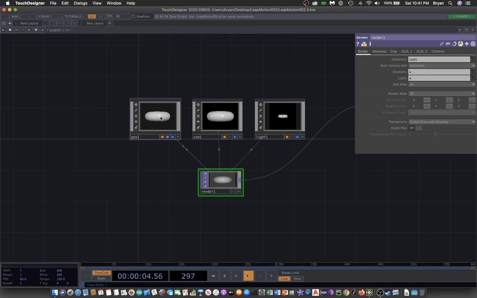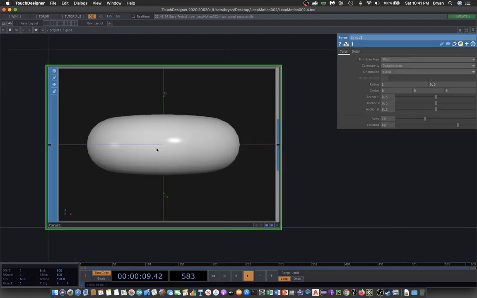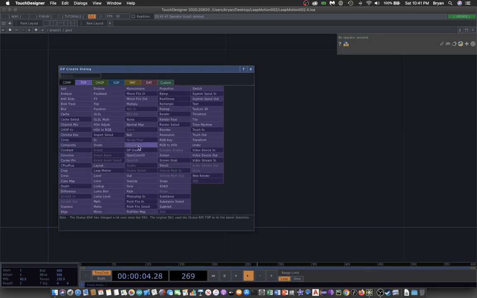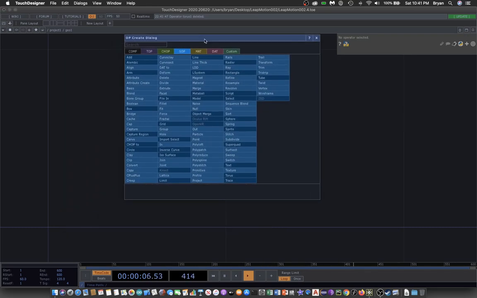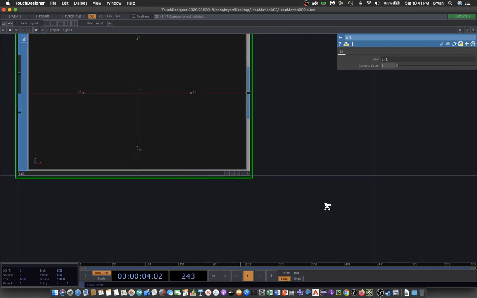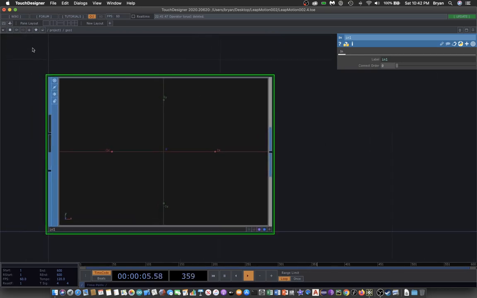In the geometry, double click to go inside. As usual, we remove the default torus. Instead, we go to SOP to find the input, so we create just a dummy input. And we remember to turn on the two flags over here, that's the display and render flag. Otherwise, you won't see your model.